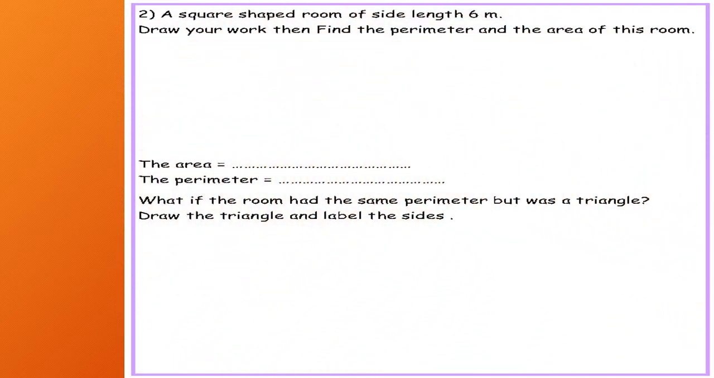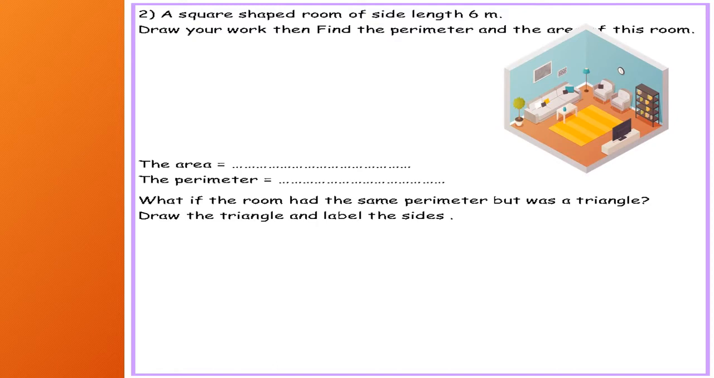Number 2. A square-shaped roof of side length 6 meters. Draw your board, then find the perimeter and the area of this roof. Okay, I have a roof with 6 meters for each side. So the area, side by side, 6 by 6 equals 36 meters squared. The perimeter, side by 4, 6 by 4 means 24 meters.